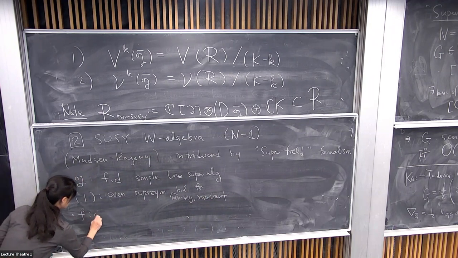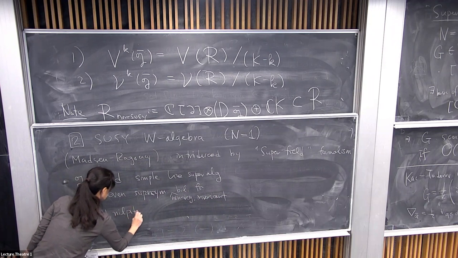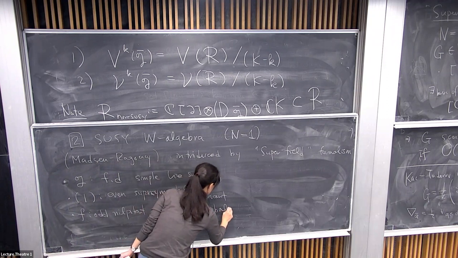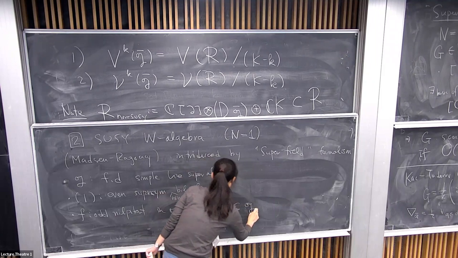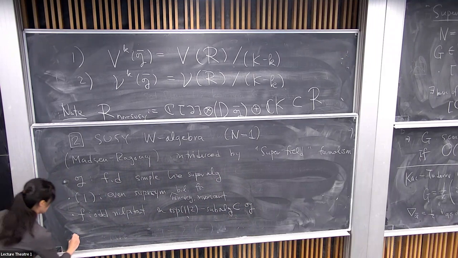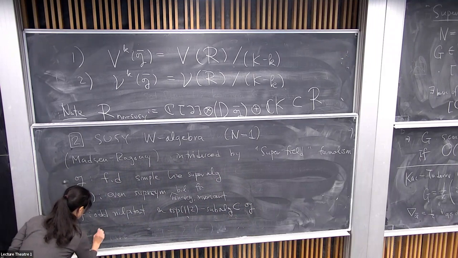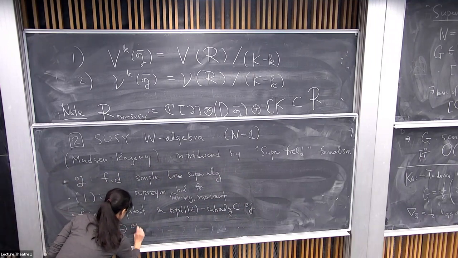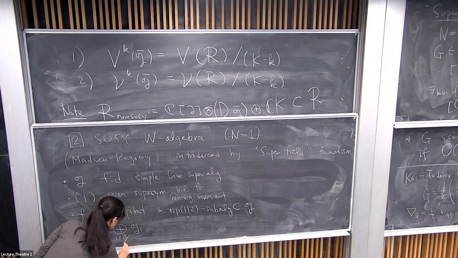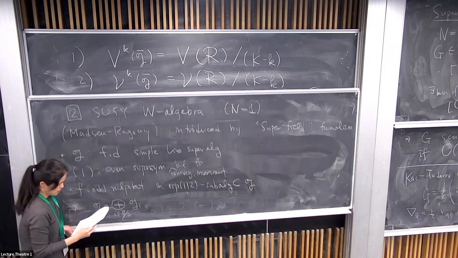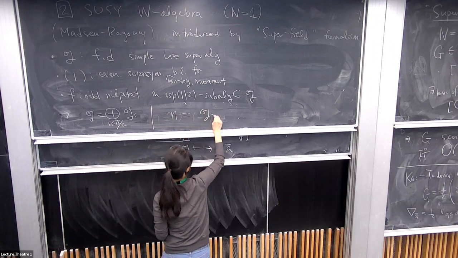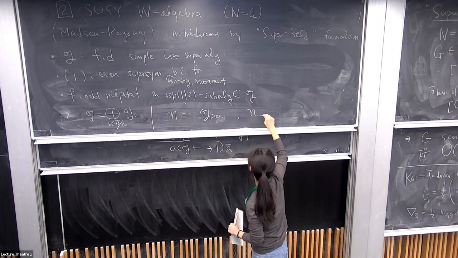And F is an odd nilpotent element in an OSP(1|2) subalgebra in G, and then you will get the Dynkin grading. That's an important element which is odd. So this is the Dynkin grading. To simplify notation, I just consider this kind of equation.